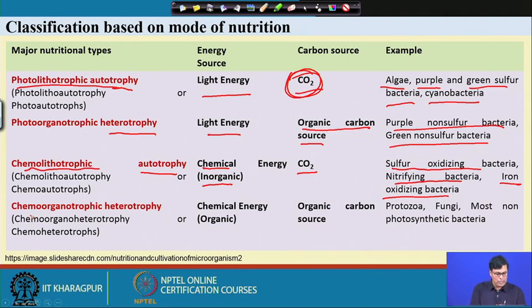Now, if you look at the chemoorganotrophs, the heterotrophs, they use chemical energy, the organic compound, as a source of energy. Then they use organic carbon as a carbon source. Examples are protozoa, fungi and most non-photosynthetic bacteria. So, on the basis of nutrition, you see we can classify the different organisms, among the algae, bacteria and fungi.